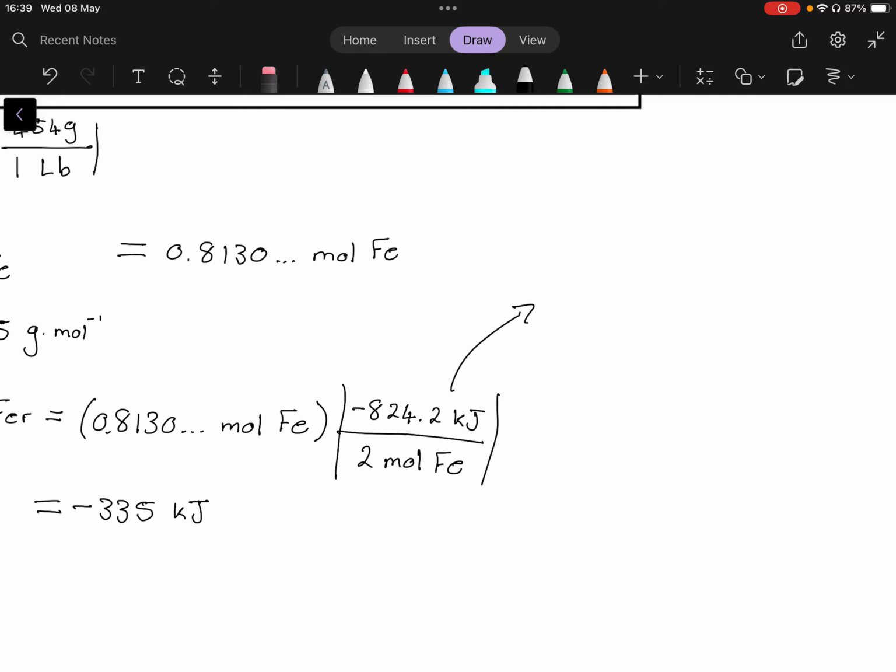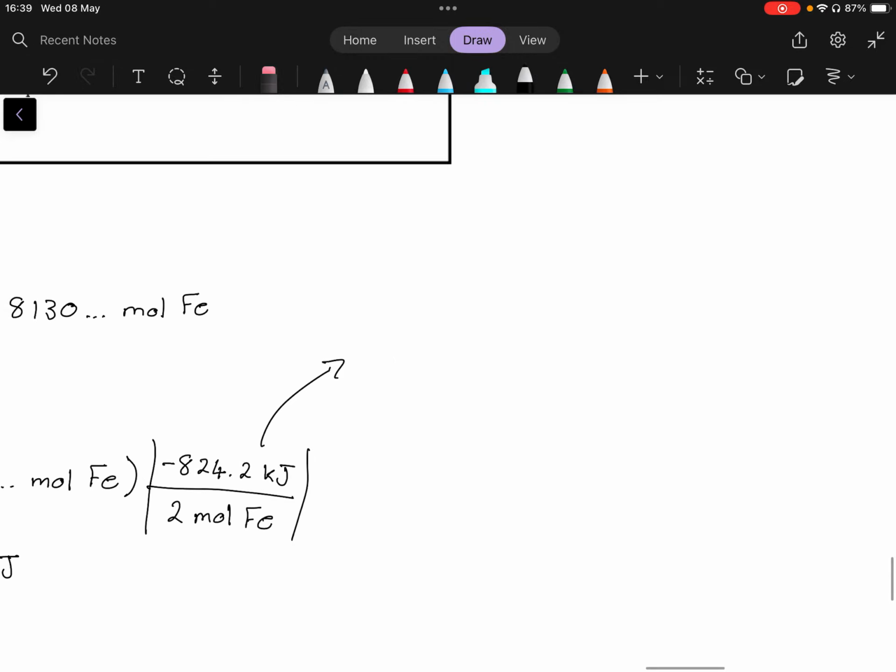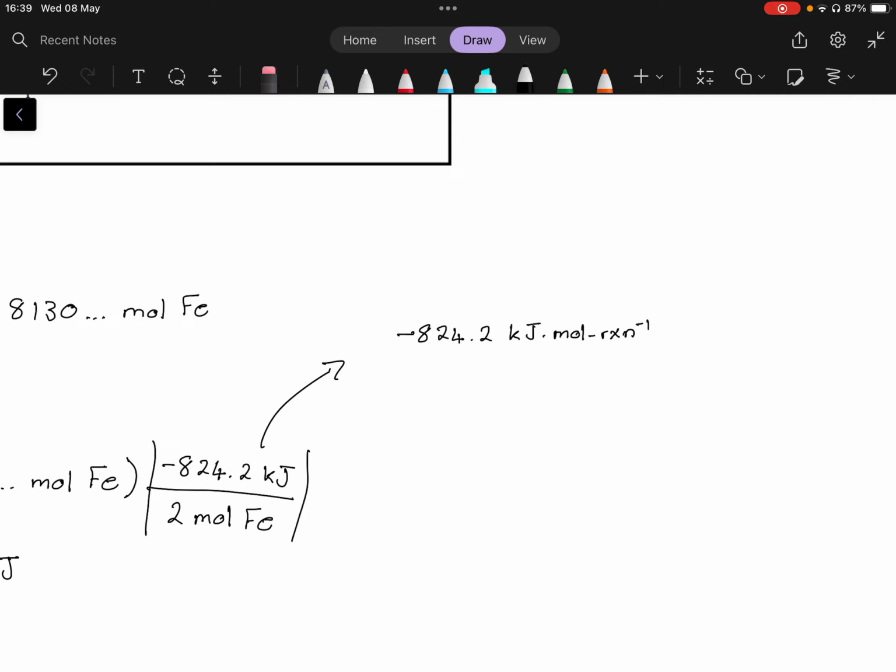You can also write this ratio as the units I wrote up there, so kilojoule per mole reaction. So if you write 824.2 kilojoule per mole reaction, and there are 2 mole of iron per mole reaction, you see the units still cancel because that and that will cancel with each other, and the mole iron will cancel with the thing that stands over there, and you're still left with kilojoule.